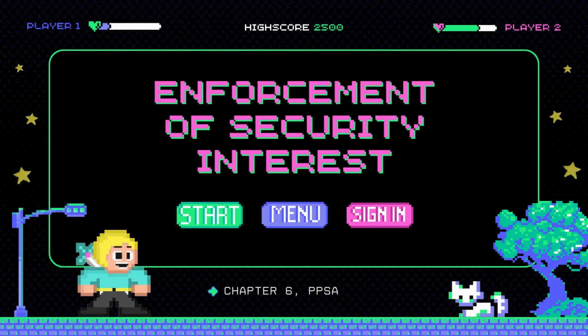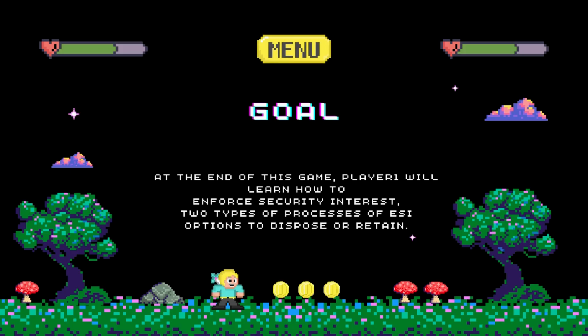Welcome to Chapter 6 of the PPSA, and here we will play a game. This is the Enforcement of Security Interest game. Great! Now that you have signed in, let's know what you're in for. Your goal is, at the end of this game, to learn how to enforce security interest: what are the two types of processes for the enforcement of security interest, and the options to dispose or retain the collateral.